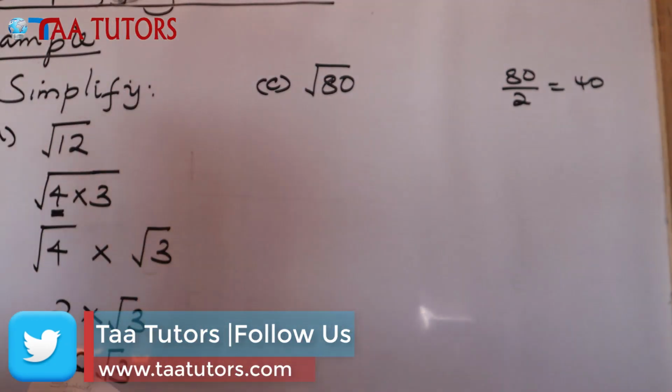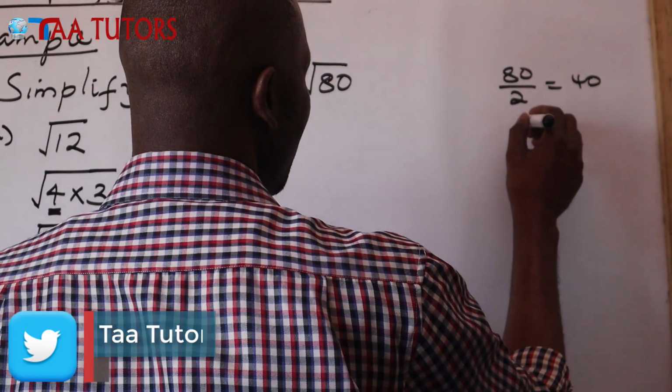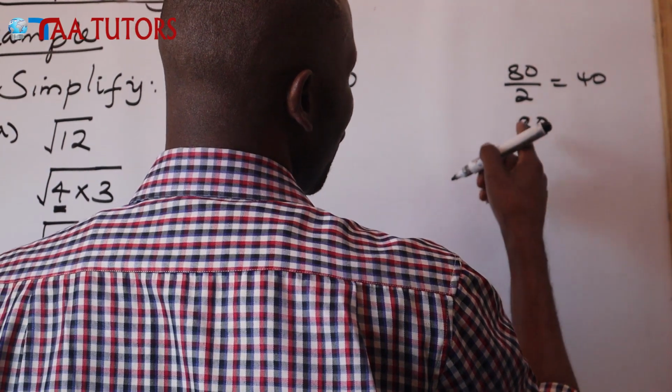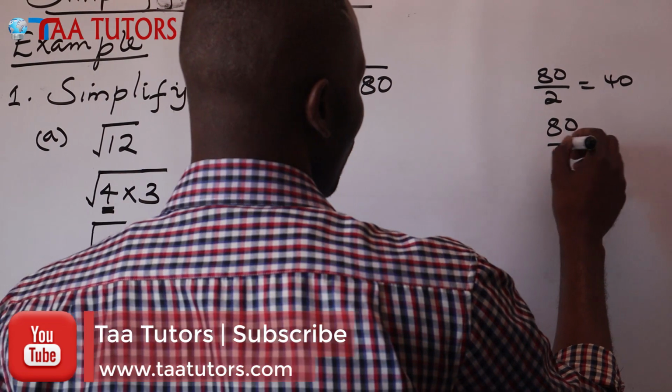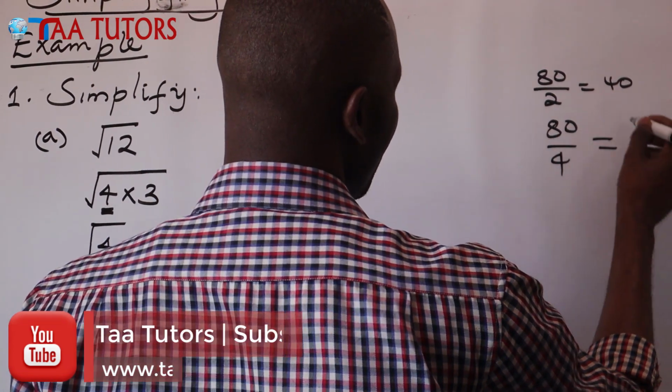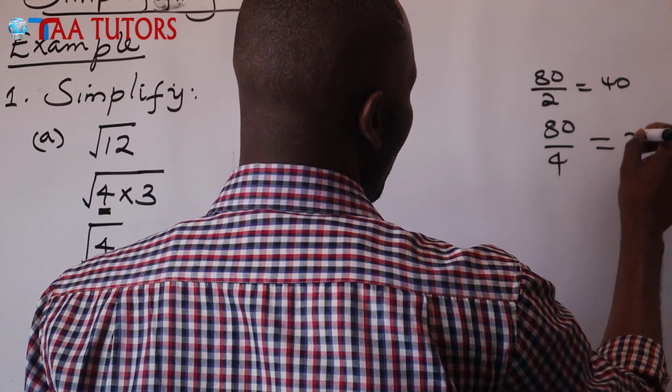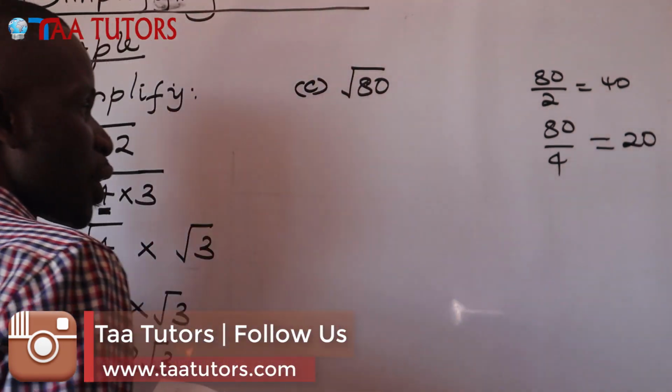40 is not a square number, so we leave it. Let's take 80. It's an even number. Divided by 3, I'm going to get a decimal, so let me skip 3. Let me go to 4. If I divide this by 4, I get 20. 20 is not a square number.